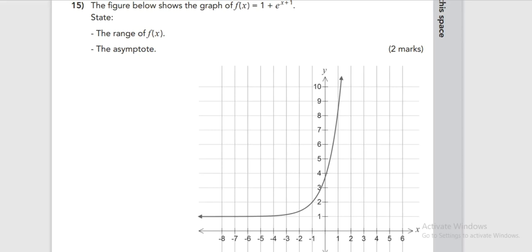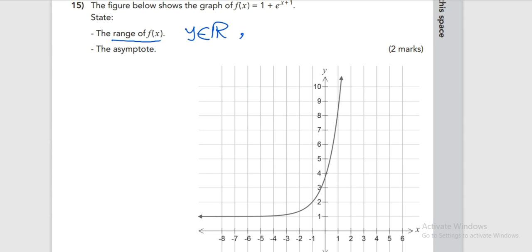Question 15. The figure below shows the graph of f of x equal 1 plus e to the power of x plus 1. State the range of f of x and the asymptote. As we said before, the range is related to values of y, which belongs to the set of real numbers. Domain is related to values of x, range is related to values of y. Here, values of y start from what in this graph?